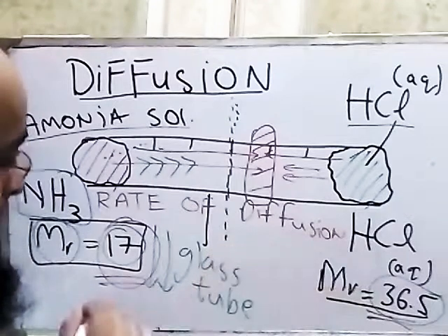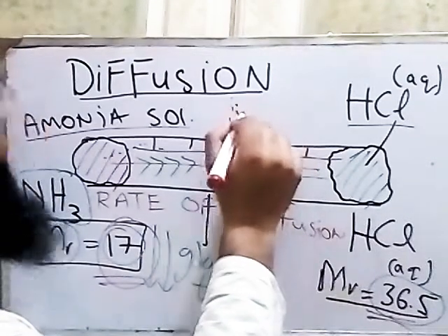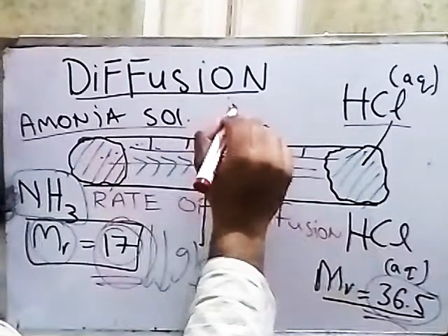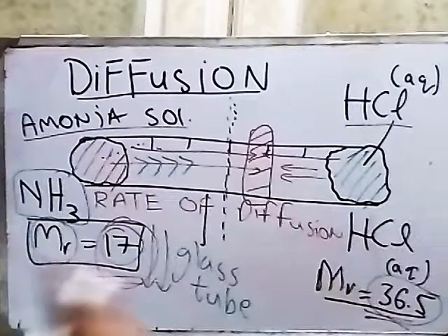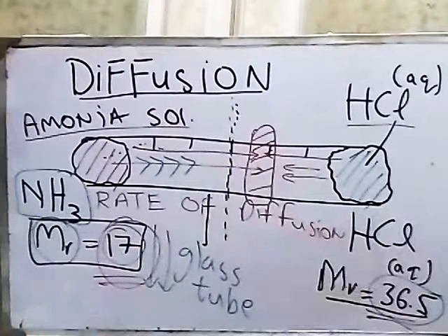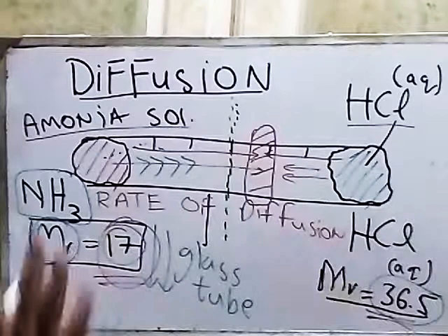Okay, as I told you earlier, particles with a higher mass would move more slowly than particles with lower mass, as given in this example.